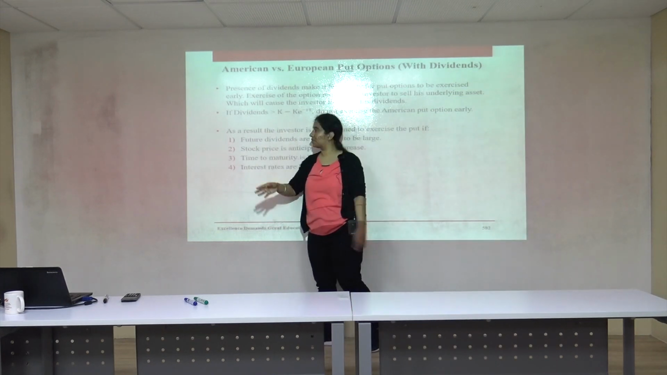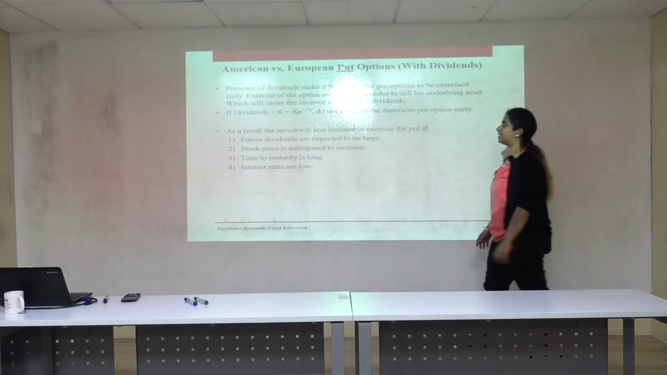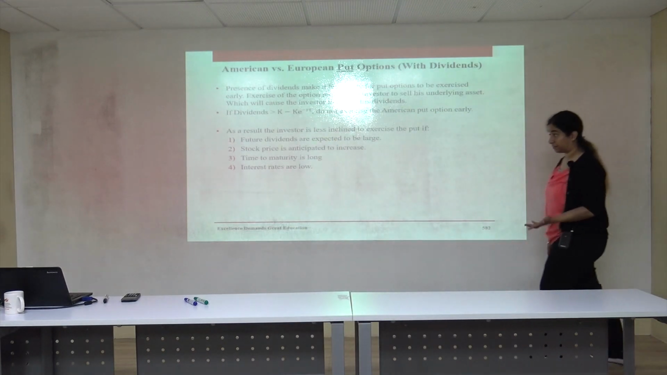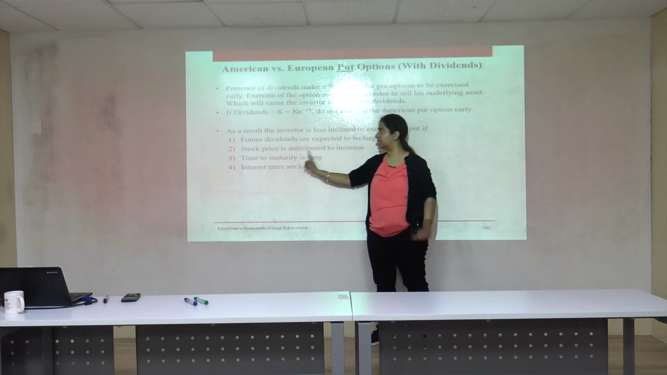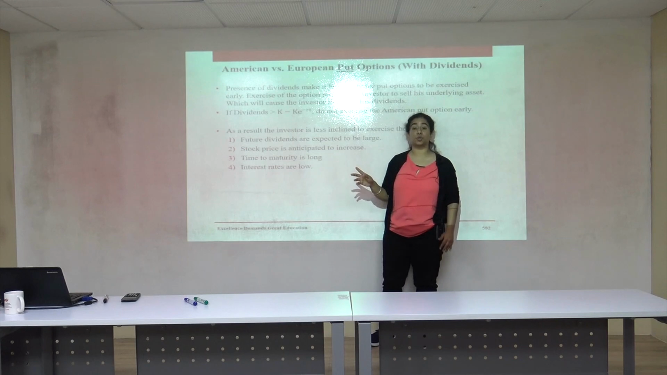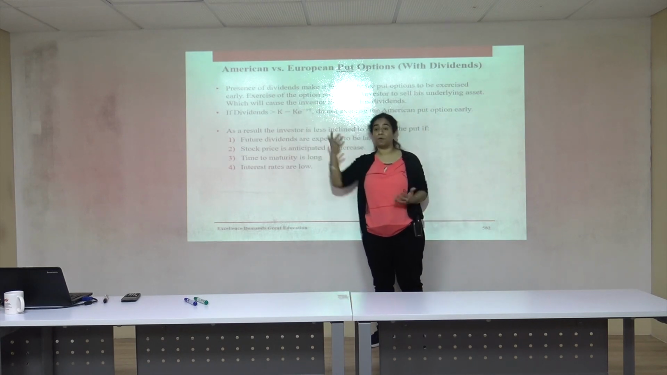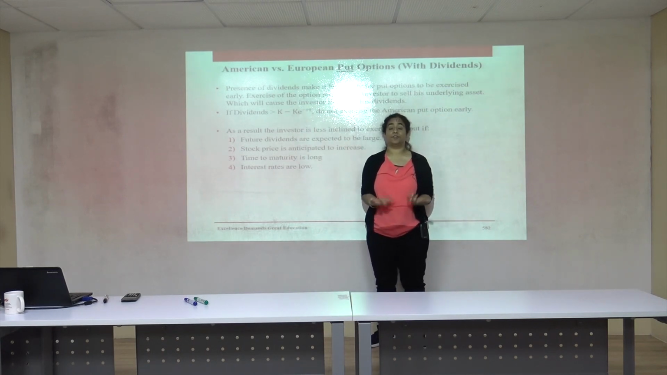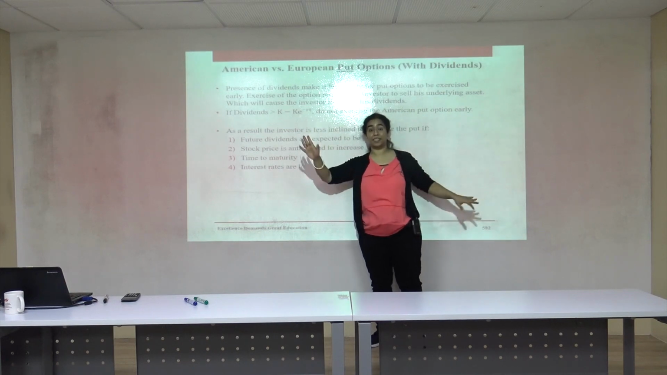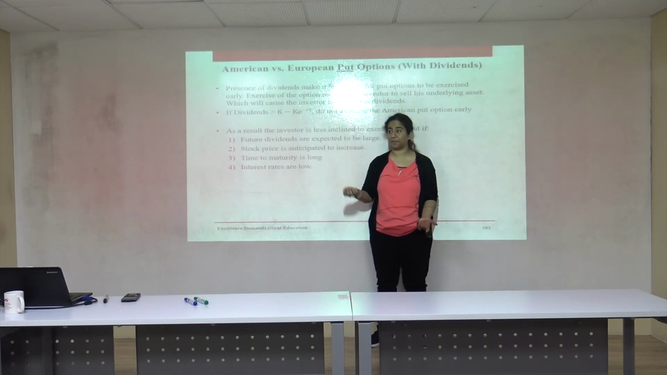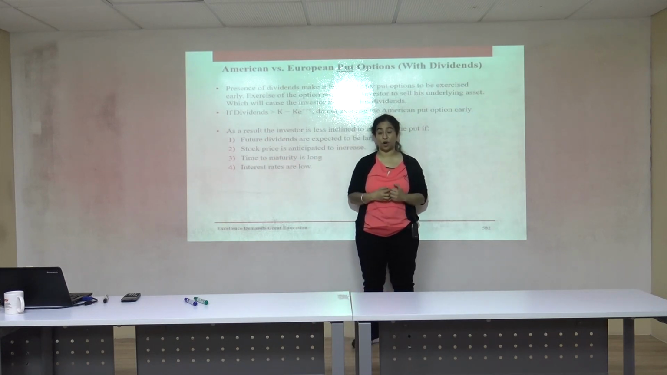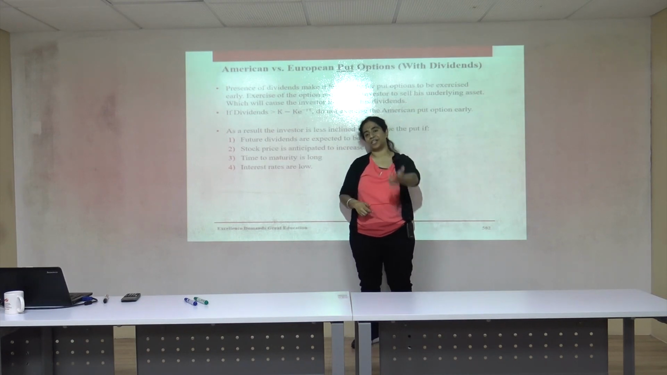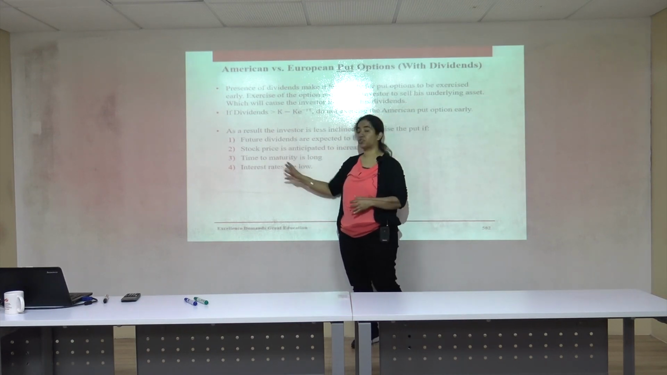So in summary, as a result, the investor is less inclined to exercise the put if future dividends are expected to be large. Hold on to that stock, don't sell it. Stock price is anticipated to increase. If the stock is going to go up, well then, why do you want to sell your shooting star? Hold on to your stock. It's going to do well, and you don't want to just sell it off for peanuts, right? The time to maturity is long, so there's a lot of time value in your option. You don't want to kill your option by exercising it early, then you might want to consider selling off your option to someone else. And interest rates are low.